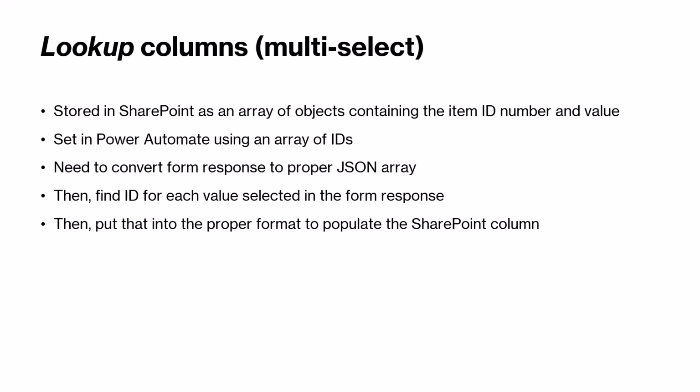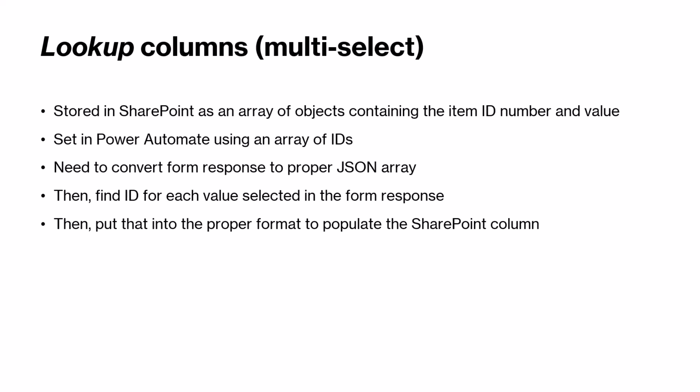Well, first off, let's just talk about lookup columns, multi-select lookup columns in particular. In SharePoint, these are stored as an array of objects containing the item ID and the value. So just to explain what a SharePoint lookup column is, if you don't already know, it's a column that shows up as a choice column but actually gets its values, its selections, from another list or library in the site. And the data when you make those selections is stored as an object.